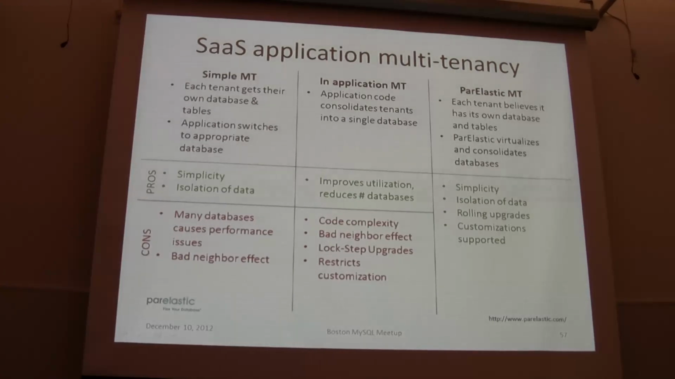Now, before long, you get successful, and you get tens of thousands of databases. That's this column here called simple MT. I give each customer their own database. So we've got 20 people in the room, we've got 20 databases. Each schema's got 70 tables in it. You just got 20 times 70, 1,400 tables. This gets out of control pretty fast, but it's really, really easy.